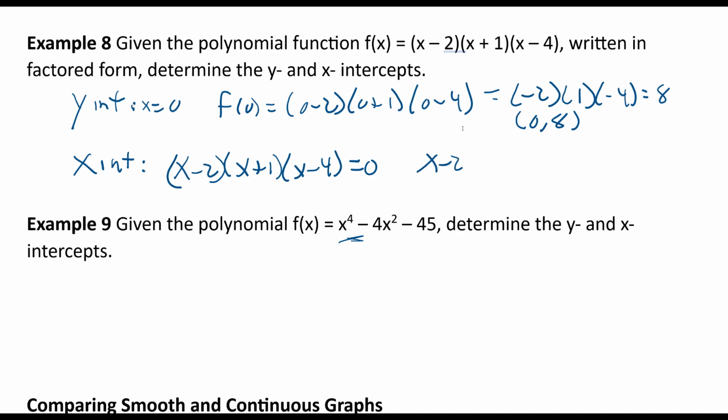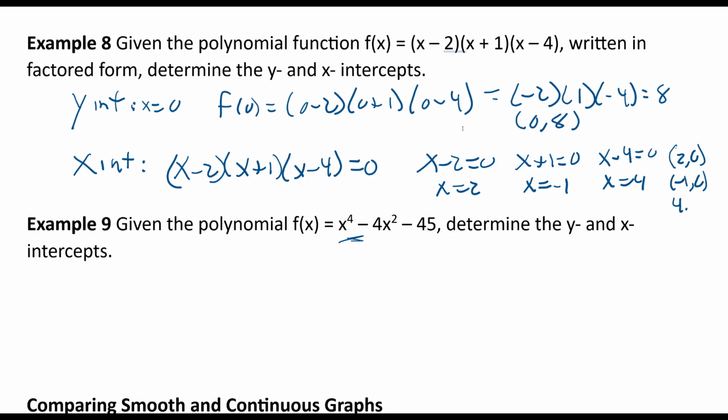So x minus 2, set that equal to 0, so x equals 2. x plus 1, set that equal to 0, so x equals negative 1. And x minus 4, we set that equal to 0, so x equals 4. So our intercepts are going to be at 2, 0, negative 1, 0, and 4, 0.